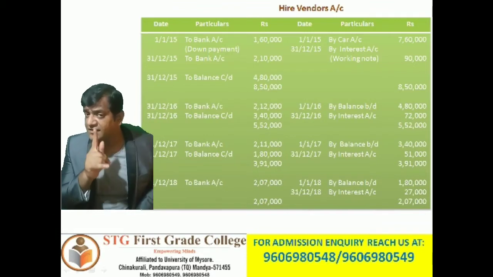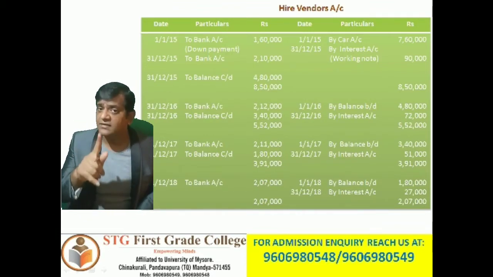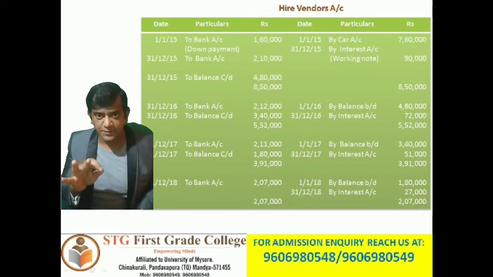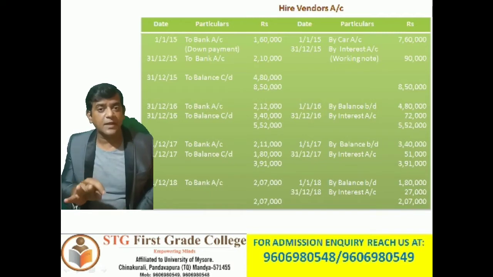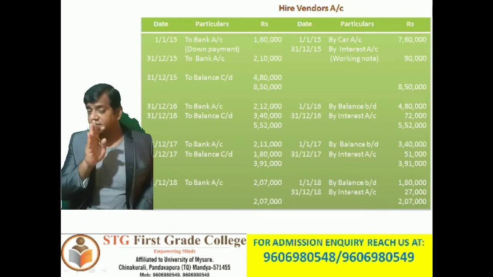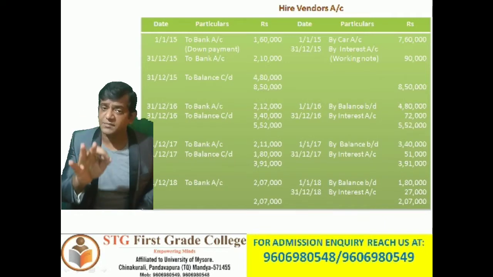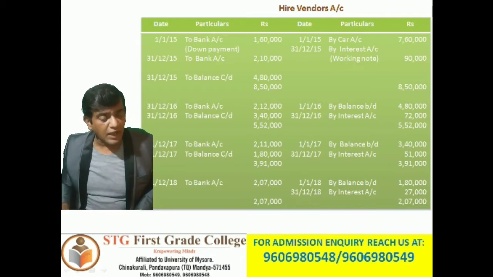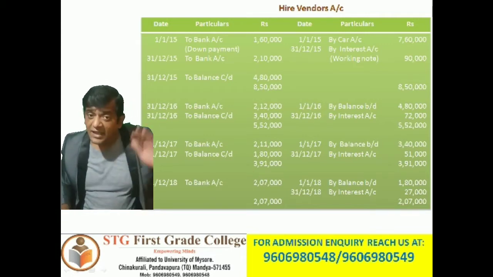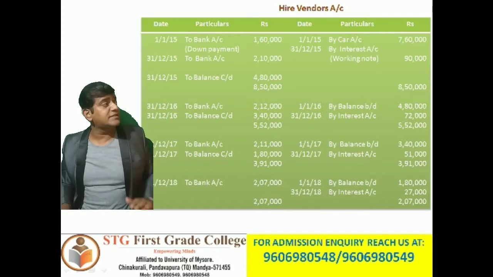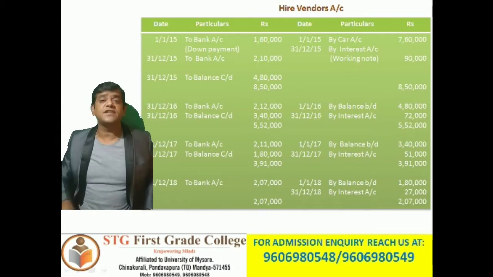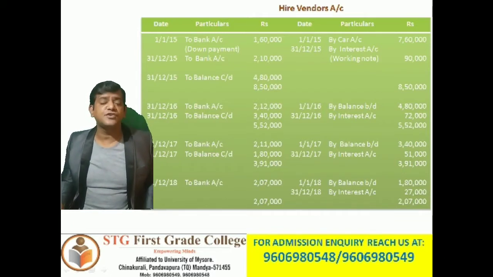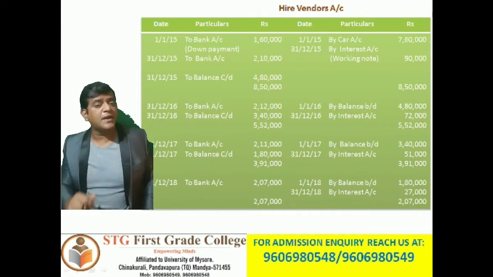I have already said in other two problems, we start the car account or motor car account, the asset which has been purchased on hire purchase system, from the debit side. Clear? So when it comes to hire vendor account, we start from the credit side. Okay, so go to the credit side. So 1/1/2015 by car account. What was the value of a car? 7,60,000 rupees. Clear?